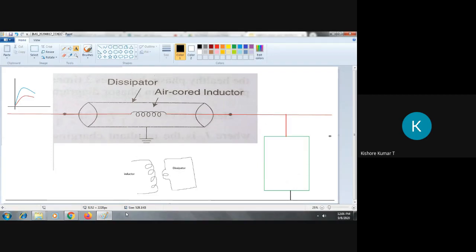Now this inductor is directly connected to the line. Until unless the line is operating under normal conditions, this inductor is not developing magnetic flux sufficient enough to transfer energy to the dissipator.